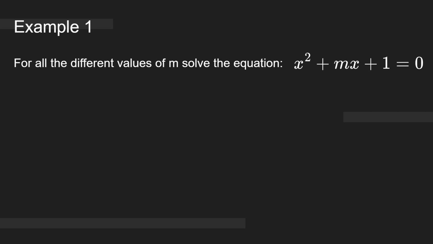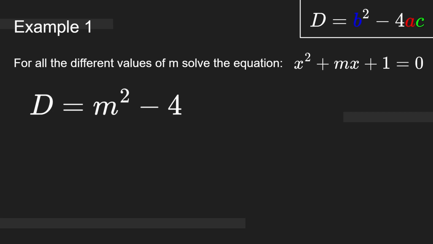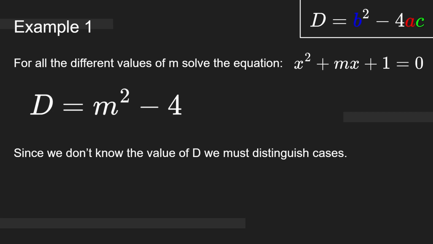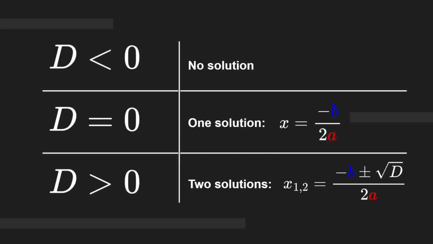Now, what is the method to approach such equations where one or more of the coefficients are unknown? It's simple. We determine the discriminant. Applying the formula, we get D equals m squared minus 4. Since we don't know the value of the discriminant, we must distinguish cases. And the way we do this is by following this simple theory.